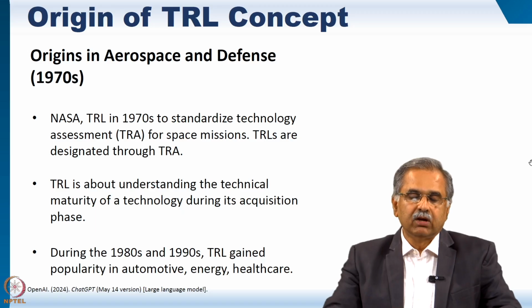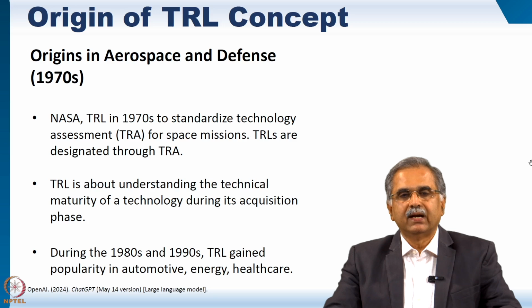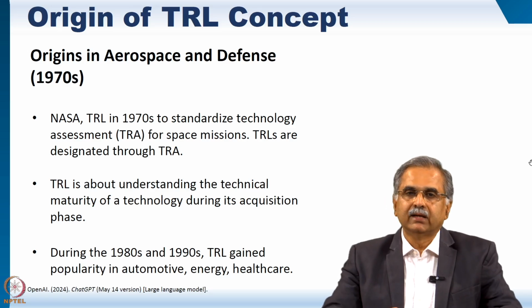The TRL concept actually came from NASA. So the origin happened from aerospace and defense in around 1970. It was NASA which developed this TRL framework in the 1970s to standardize the technology assessment for complicated space missions. As you understand, in a space mission there are different aspects. There's the engine development, the propulsion development, combustion development, material development. So many developments are going on, so that the efficiency is high, and of course the weight that goes in the flight has to be minimized.